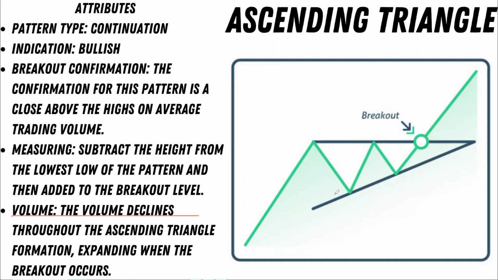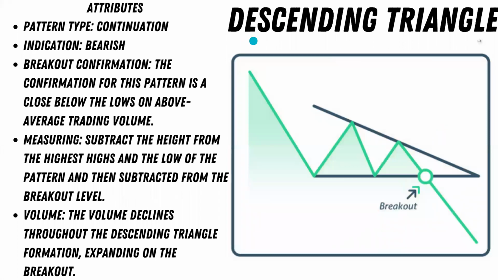When it comes to volume, the volume declines through the ascending triangle formation and then expands when the breakout occurs. The next pattern we're going to look at is the descending triangle, and this is basically the opposite of the ascending triangle. It's a continuation pattern as well.